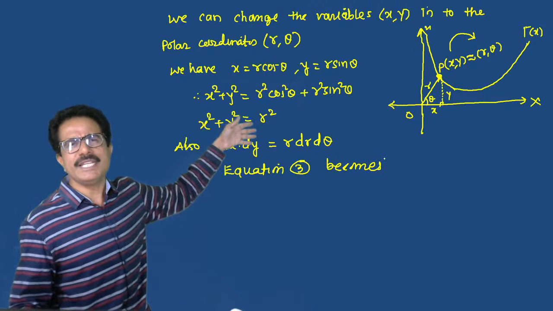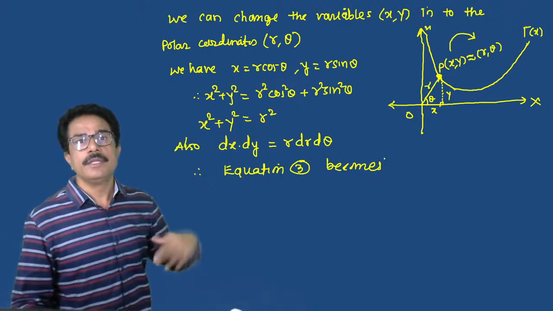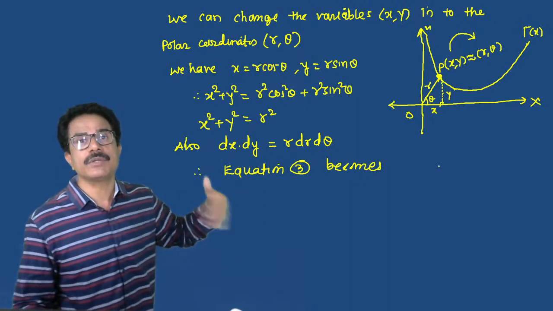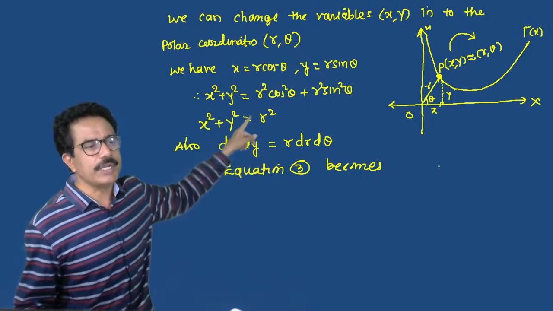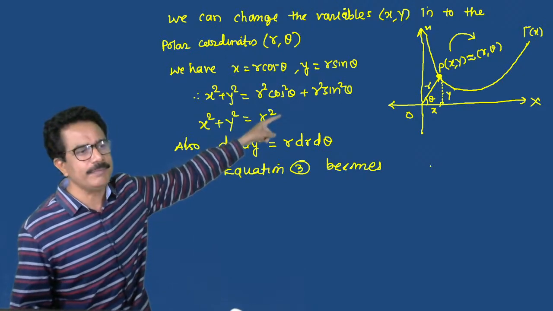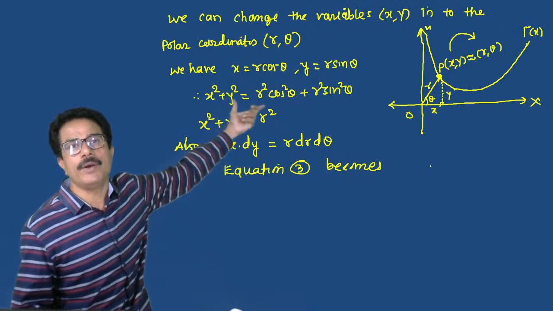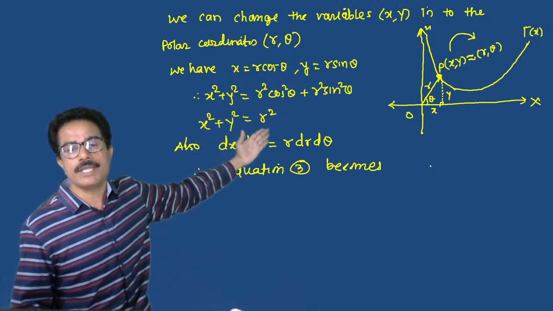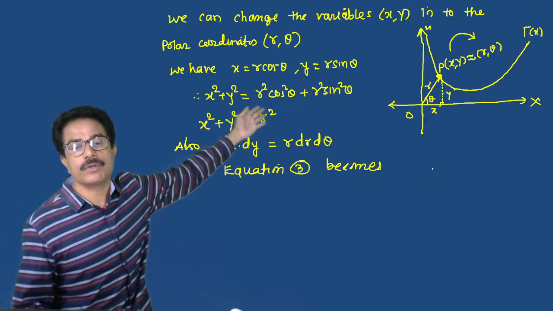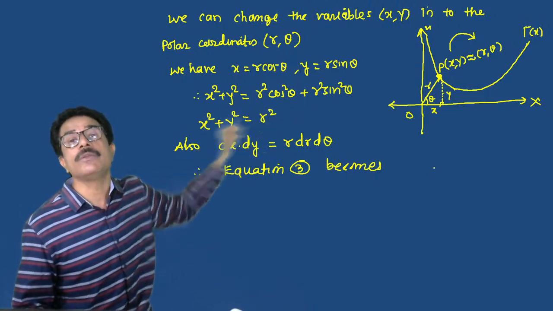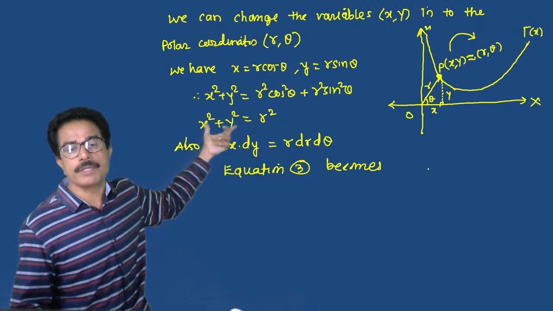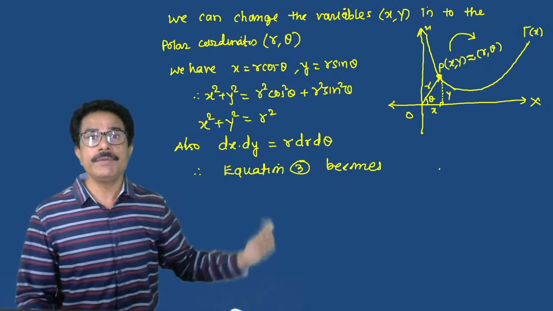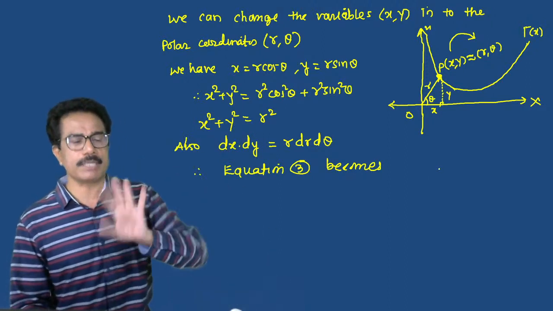Actually we have studied in the 12th standard how to convert the variable, that is the coordinates x and y, Cartesian coordinate, into the polar coordinate. You can use the Pythagoras rule according to the diagram, or you can use the parametric form, x is equals to r cos theta, y is equals to r sin theta, then x square plus y square will be r square common, cos square theta plus sin square theta, that will be one. So we will get x square plus y square is equals to r square. This is one important relation between the Cartesian coordinate and polar coordinate.